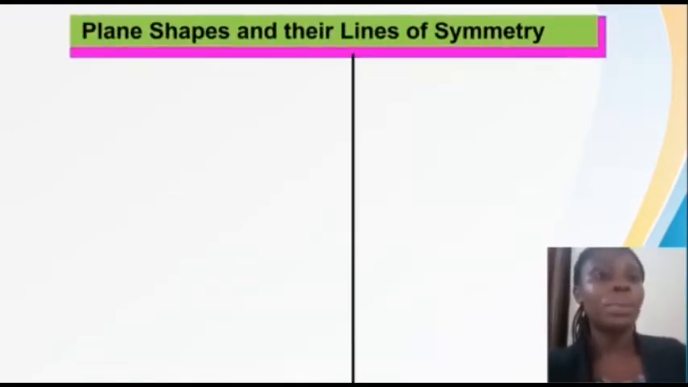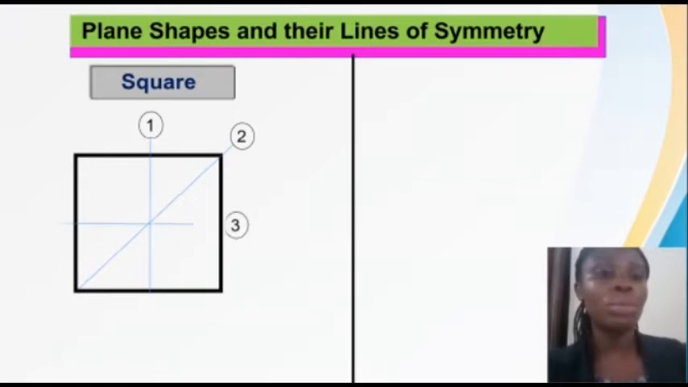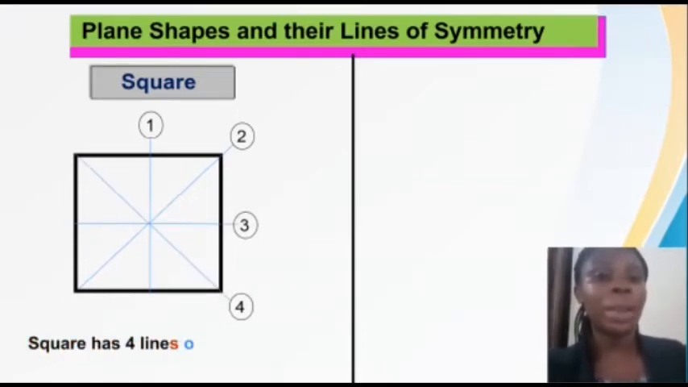Let's move. Plane shapes and their lines of symmetry. We're going to find out some of the basic shapes and their lines of symmetry. Square has how many lines of symmetry? Let's find out. 1, 2, 3, 4. A square has 4 lines of symmetry. If you are asked to draw a square showing the lines of symmetry, this is how it will look.